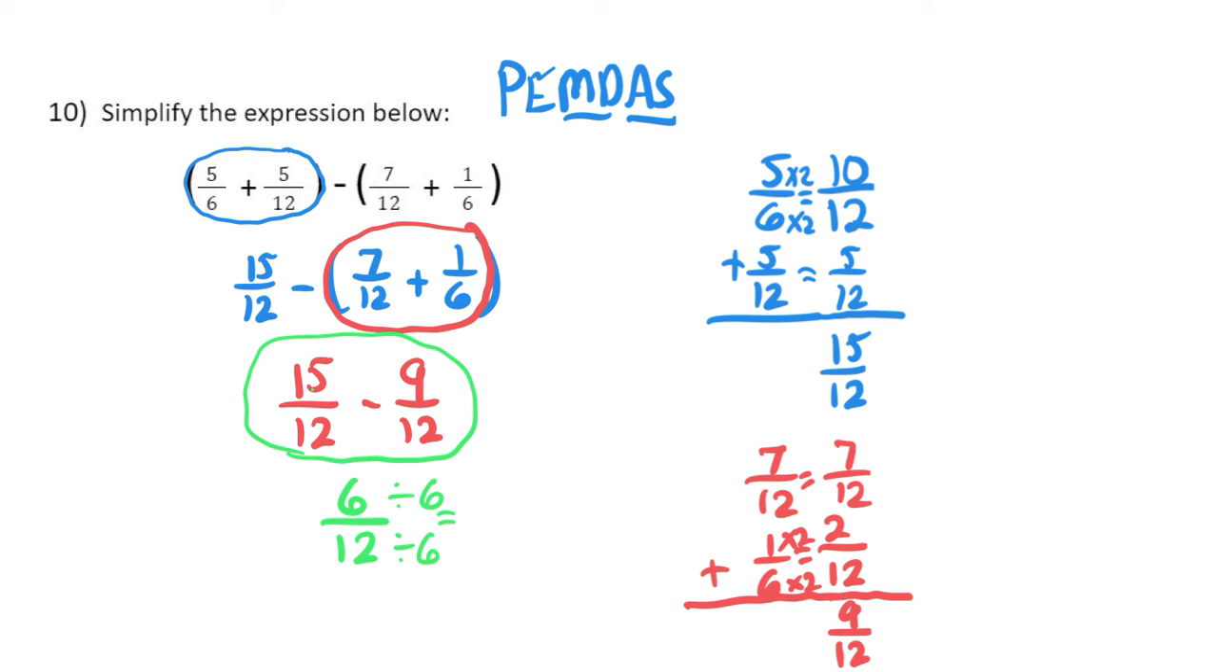6 divided by 6. 6 cookies, 6 people. They're each going to get 1. And 12 divided by 6 is 2. And so, the correct answer is 1/2.